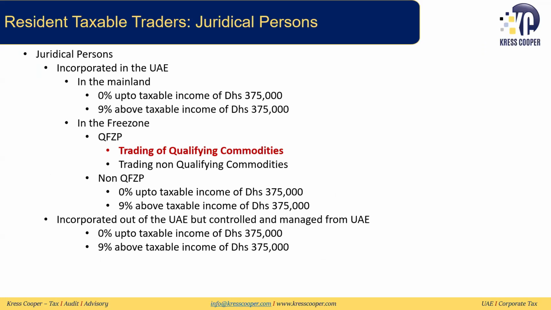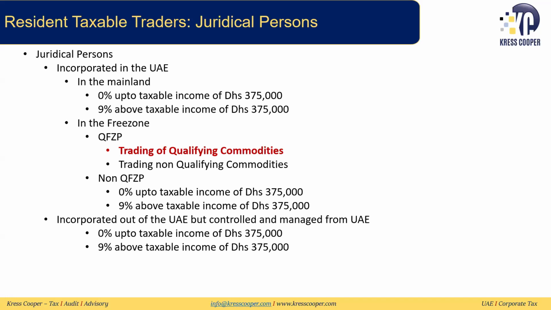A resident juridical person can be either incorporated in the UAE or incorporated outside the UAE but controlled and managed in the UAE. The treatment for any legal companies in the mainland is the same: 0% up to taxable income of 375,000 and 9% above the taxable income of 375,000. The same treatment applies to companies incorporated outside the UAE but controlled and managed from the UAE. And if somebody is not meeting the conditions of a qualifying free zone person, then the same taxability applies: 0% up to the taxable income of 375,000, and anything above that is 9%.